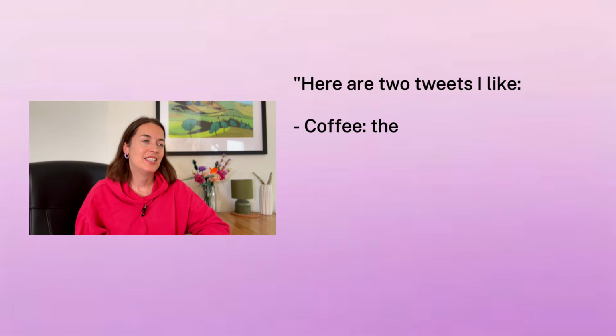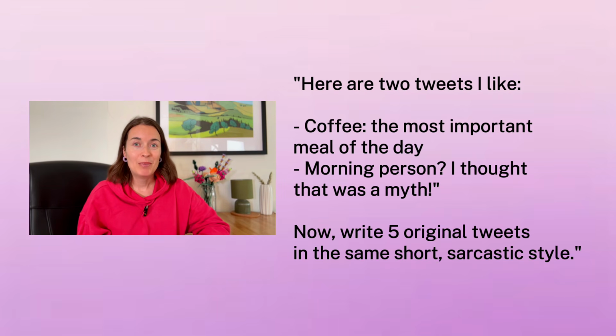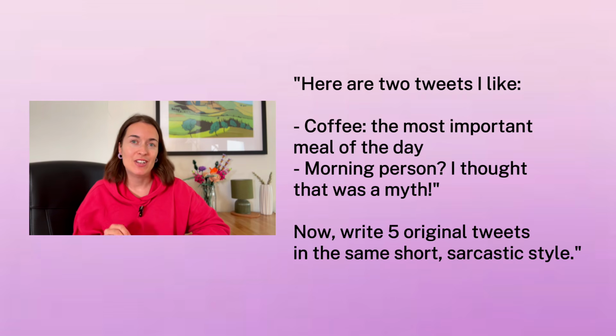You give it examples. Like this. Here are 2 tweets I like. Coffee, the most important meal of the day. Morning person, I thought that was a myth. Now write 5 original tweets in this same short, sarcastic style. So you've given ChatGPT examples of what you need before you even gave it instructions. And this is just a micro example because you can feed ChatGPT significantly longer examples, such as whole articles or reports, to clarify the kind of thing that you're really looking for.